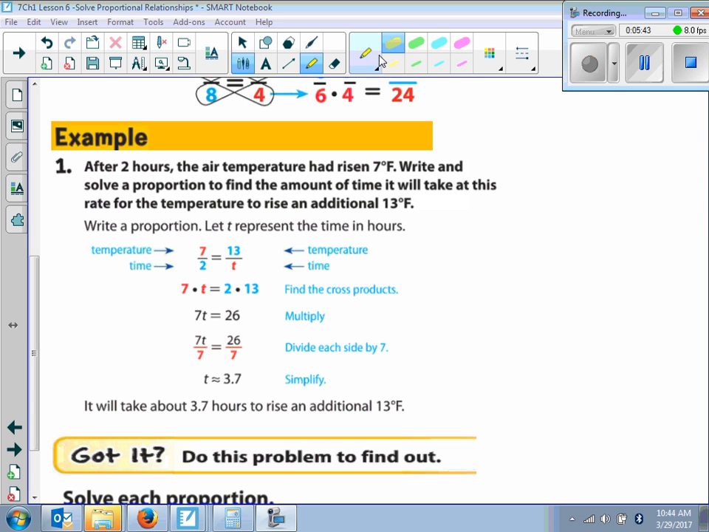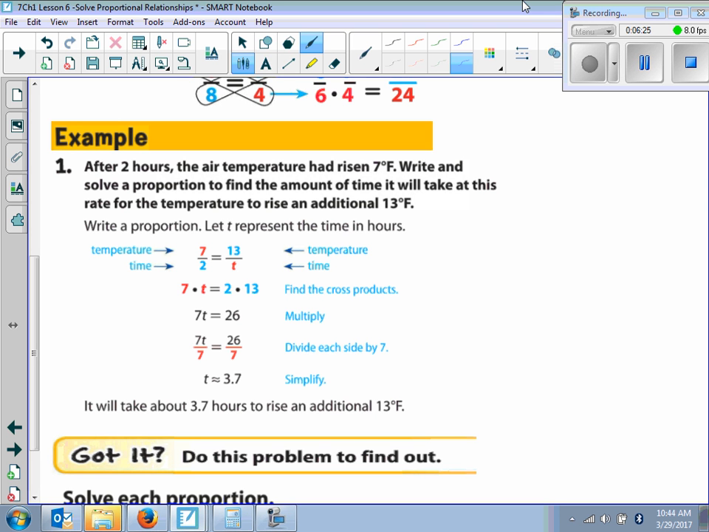So for example 1, it says here, after 2 hours, the air temperature had risen 7 degrees Fahrenheit. Write and solve a proportion to find the amount of time it will take at this rate for the temperature to rise an additional 13 degrees Fahrenheit. So here we are comparing, watch my hands again, temperature to time. So if one ratio is temperature to time, the other ratio on the other side has to be temperature to time. Very good. It has to be the same. So temperature to time has to be equal to temperature to time.